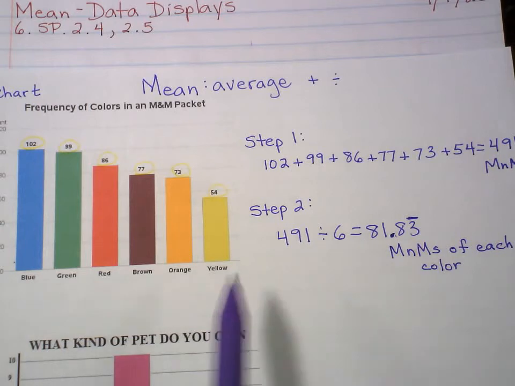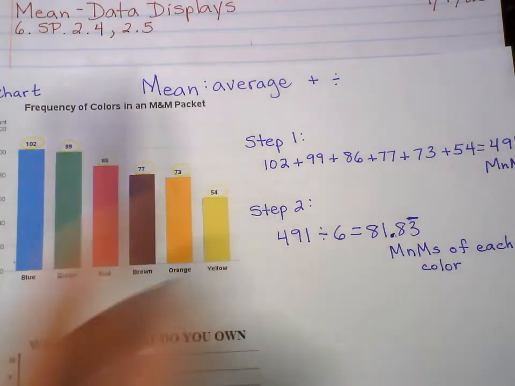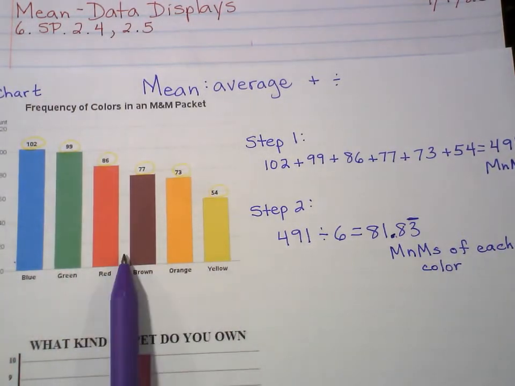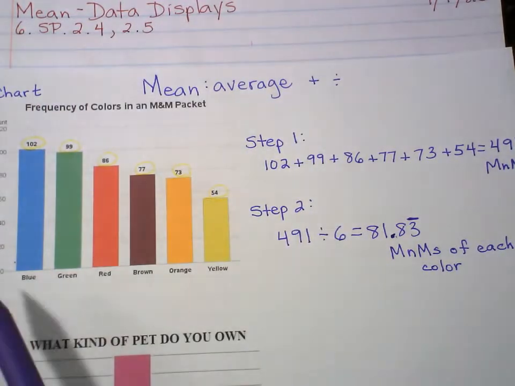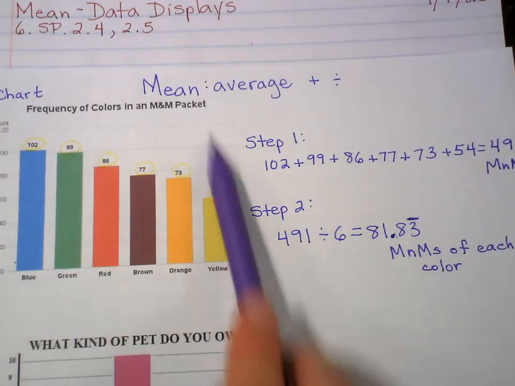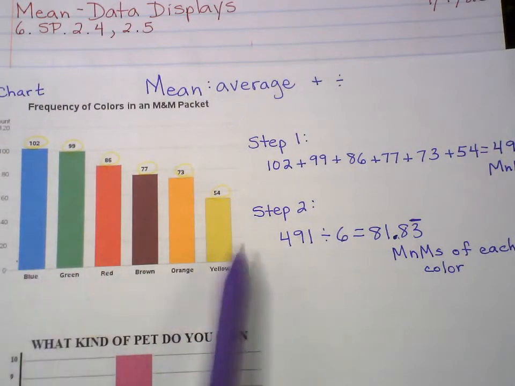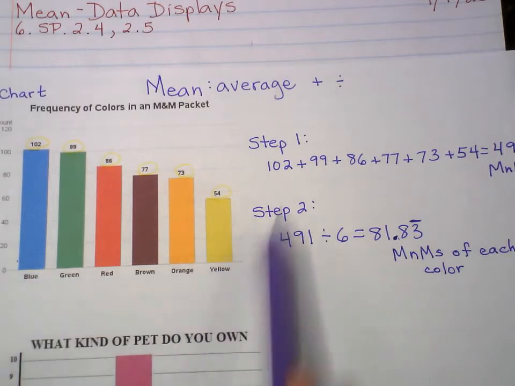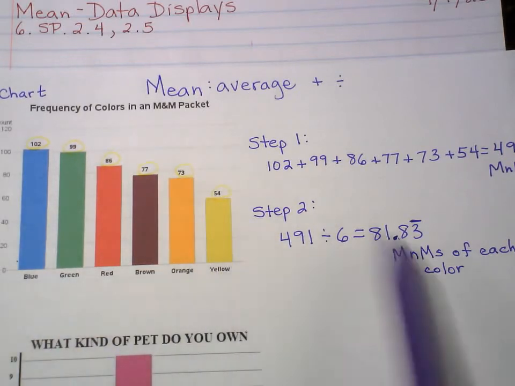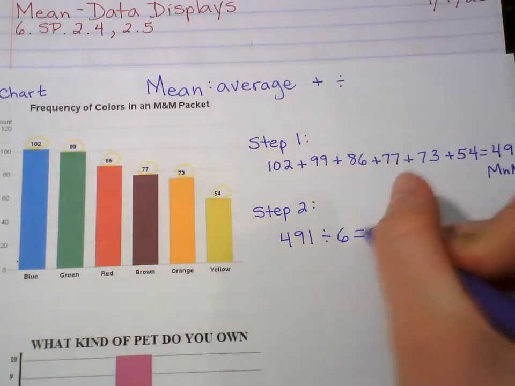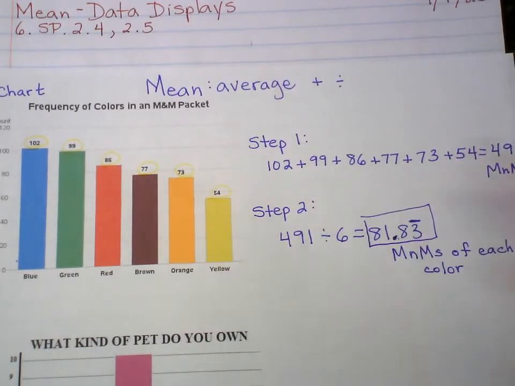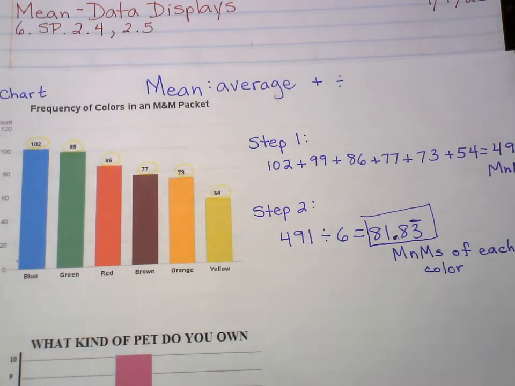On average. But this was just one packet that they took the sample from. If we took numerous samples, we might have more yellow in a different sample, less blue, like when we did the Skittles lab with our Skittles. We all had different breakdowns, distributions. On average, 81.83 M&Ms of each color. That's how frequently we would see it. That's how many of each. Okay, so we added up, totaled, and divided by how many colors.